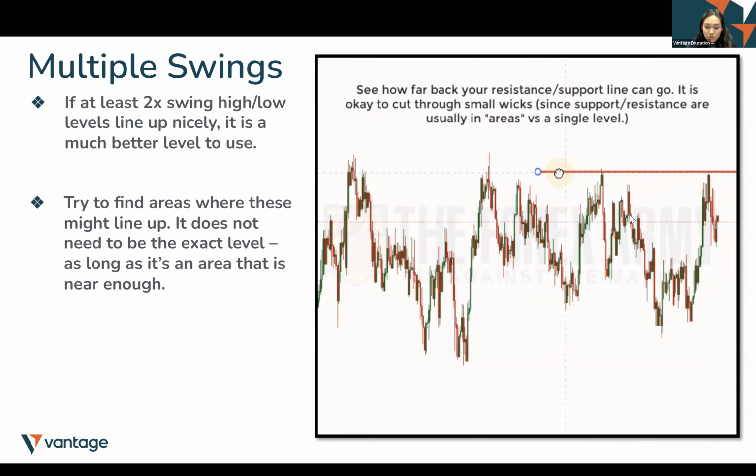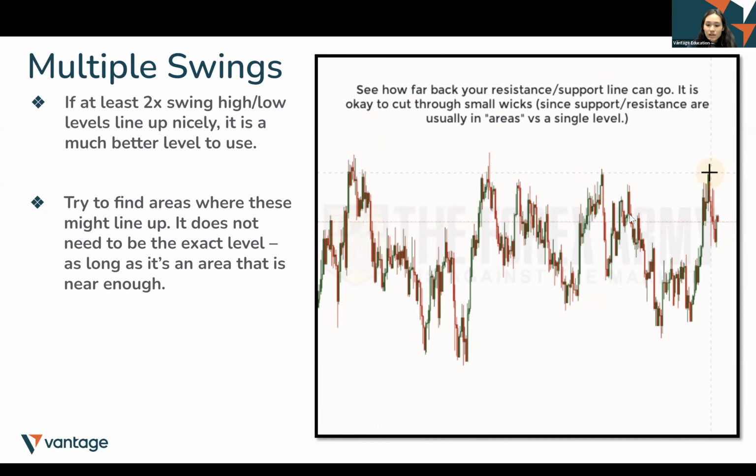So it's also good practice to see how far the resistance and support line can go. You can see instead of just stopping at the first swing high that's nearest to where current price is on the GIF, we've decided to pull it back as far back as we can go. And you can see we have four significant swing highs that line up nicely together that show you this is a really strong resistance area.